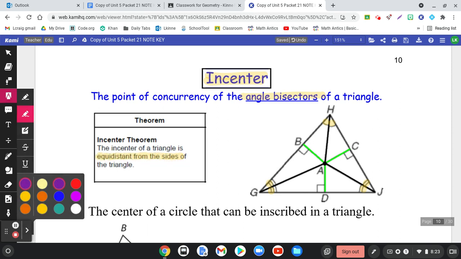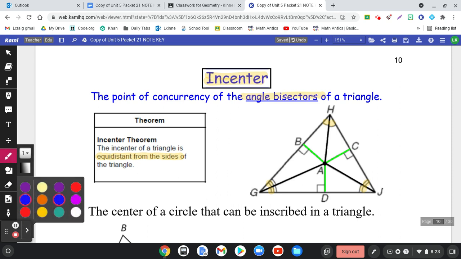So that means from A to C, from A to B, and from A to D are all the same. And I want you to notice it makes up all these right triangles. So if you're ever looking for the side of a triangle, you can use your Pythagorean theorem. That'll come up.